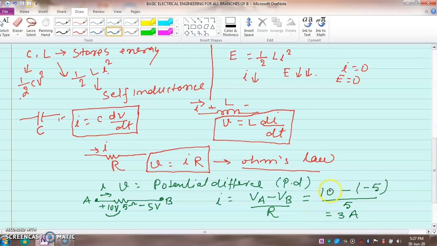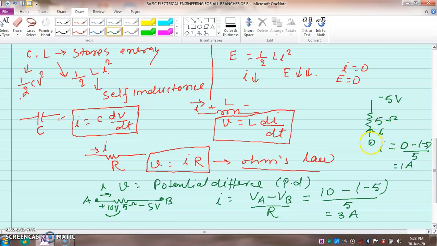Keep in mind, it is the potential difference between the two terminals. Suppose I write the question like this: here 0 volt and here minus 5 volt, and again 5 ohms, and it is asked what is the value of current. This 0 volt is higher than minus 5 volt, so the direction of current will be from higher potential to lower potential. So I equals change in potential, higher potential 0 minus of minus 5, divided by 5. So it is 1 ampere.